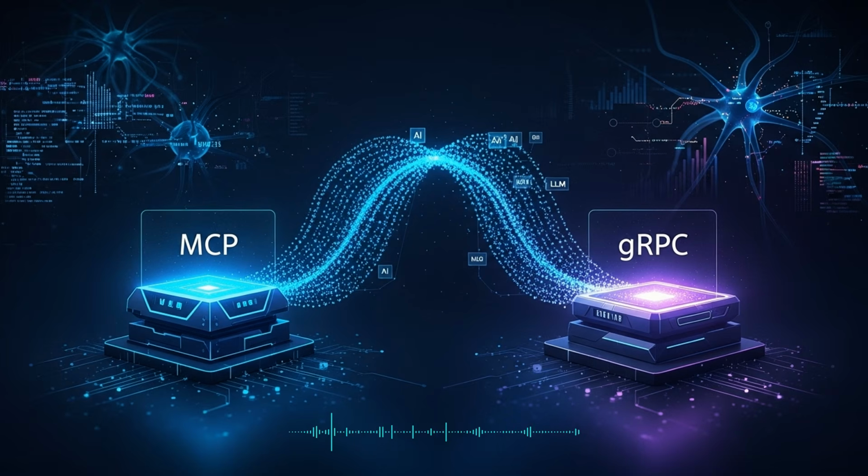We've definitely covered a lot today, diving into two really crucial standards shaping how AI agents will interact with everything. What stood out most to you? Was it MCP's focus on understanding or gRPC's focus on sheer speed? We genuinely want to hear your opinions, your experiences, maybe even your predictions. Drop them in the comments section below.